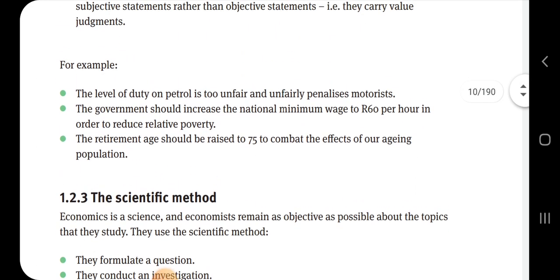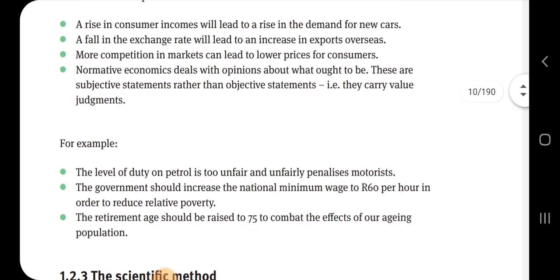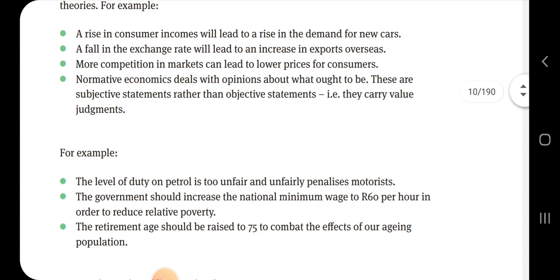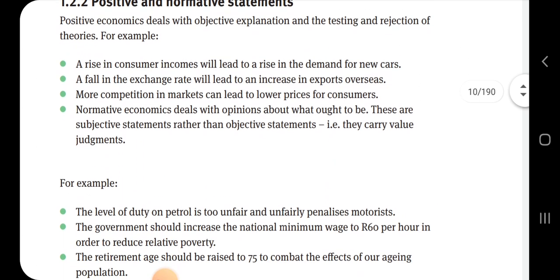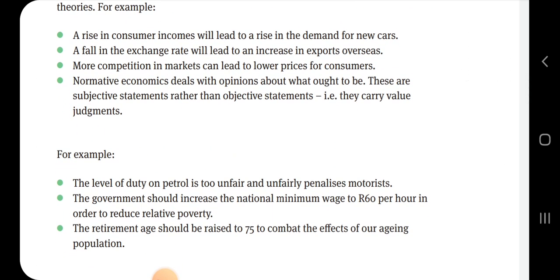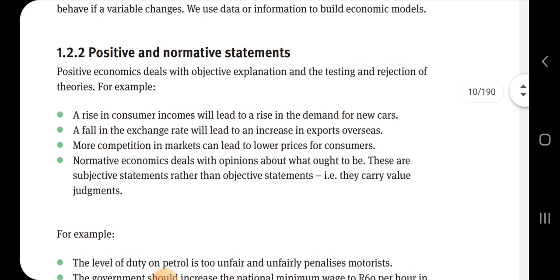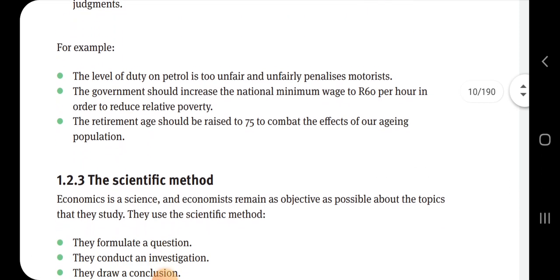And then, the level of duty on petrol is often too high and unfairly penalizes motorists. The government should increase the national minimum wage to 60 rand an hour in order to reduce relative poverty. So those we can take as normative statements. This one's at the bottom.